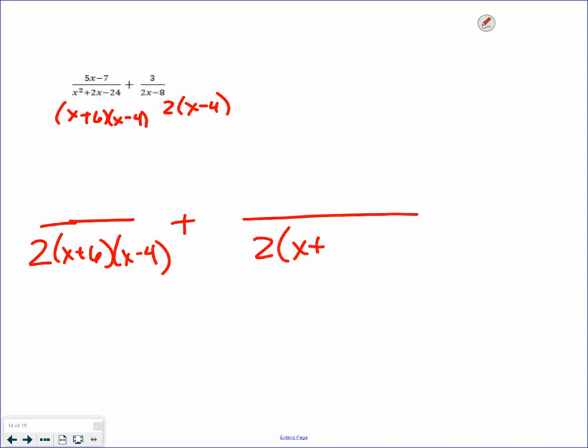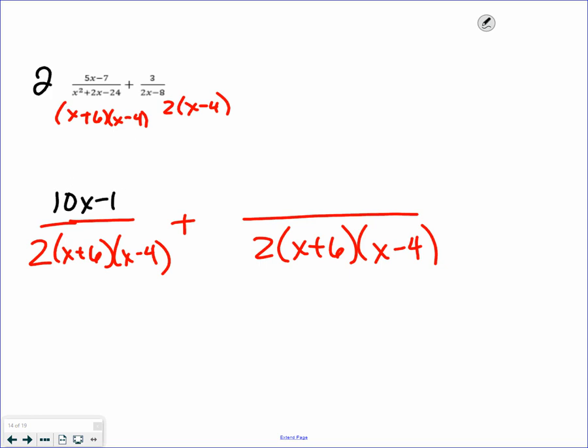You do not need both of them. Just because both of them happen to have an x minus 4 doesn't mean that I need it more than once. So now, the first one, what do I need to multiply by? Well, I need to multiply by a 2 and an x plus 6. The second one I need to multiply by, oh, I'm sorry, try that again, just a 2. Sorry about that, just a 2.